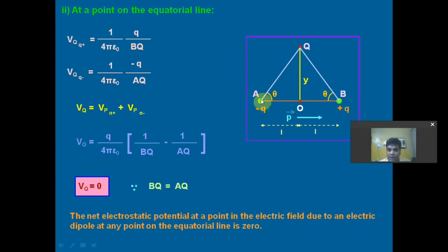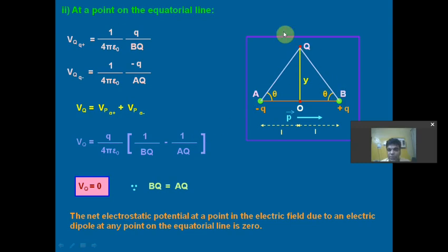So now we have VQ due to plus Q charge. Potential at this point due to this plus Q charge is represented by 1 by 4 pi epsilon naught Q upon BQ. What is BQ here? We will see later. Now the potential due to minus Q charge at this point Q is 1 by 4 pi epsilon naught minus Q upon AQ. So the sum will be Q upon 4 pi epsilon naught times 1 upon BQ minus 1 upon AQ.